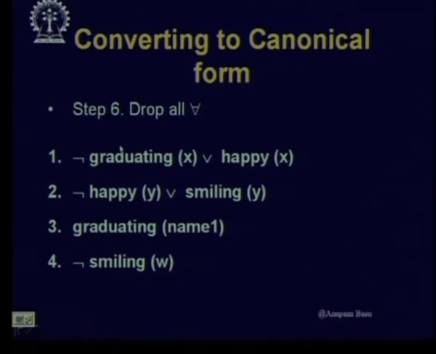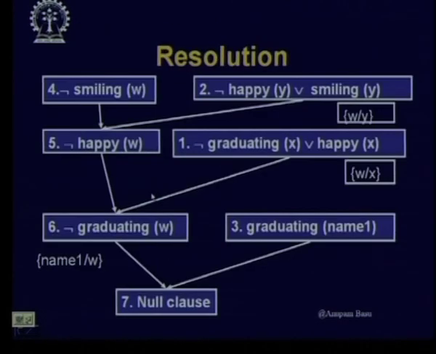Again, here when I get not happy W, next I have to select some clause from here. For example, here it is happy X. So, I will try to unify them. Now, this unification is very important. So, here I selected this graduating X or happy X. Now I replace this X with W, all right. So, I get happy W, graduating W, I combine these two and I get not graduating W, all right.